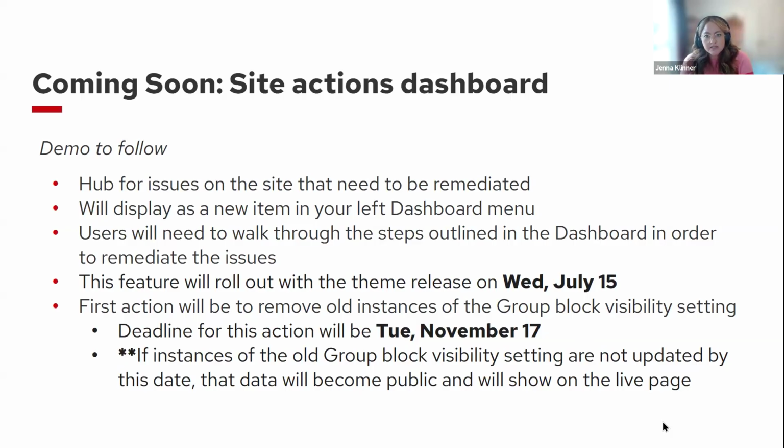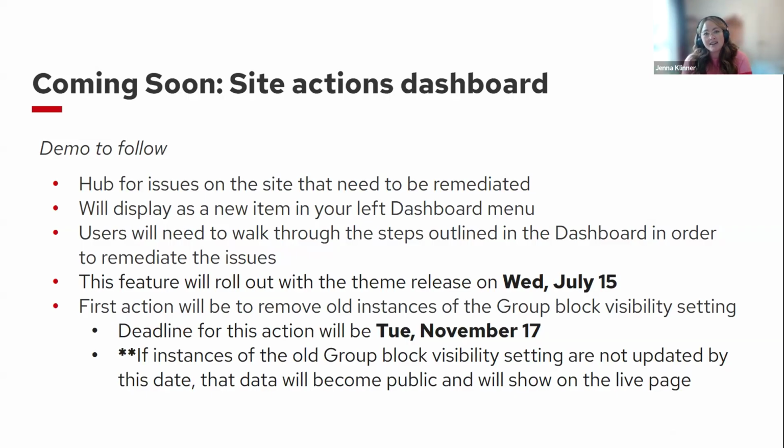Users will need to walk through some steps that are outlined in that Site Actions dashboard in order to remediate the issues. And as I said, this will roll out next week. The first action that some of you may see is to remove old instances of the group block visibility setting. I don't expect you to remember this, so I wanted to give you a little overview of what that was. Historically, we had built our own custom solution for hiding a block. UW Theme Classic had a way to do this: you could hide a content layout row. And we built a solution in UW Theme 2.0 that allowed you to wrap everything in a group block and then hide that group block.